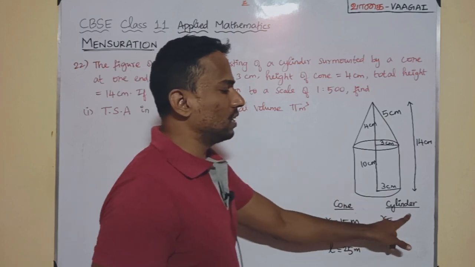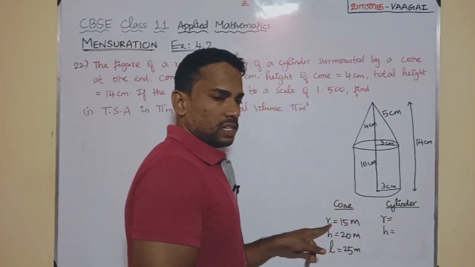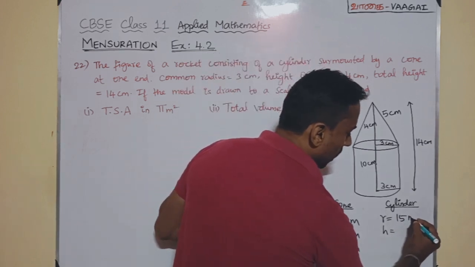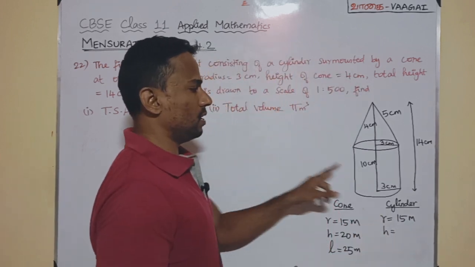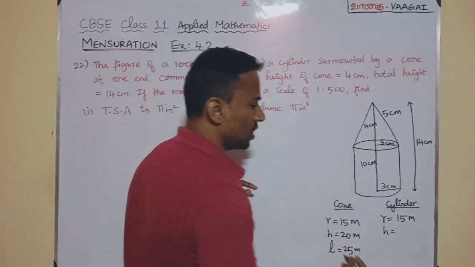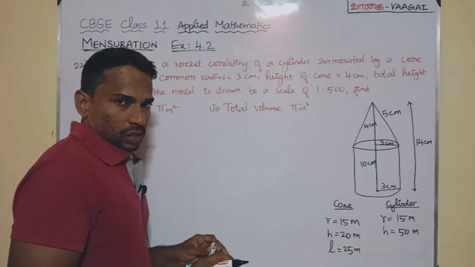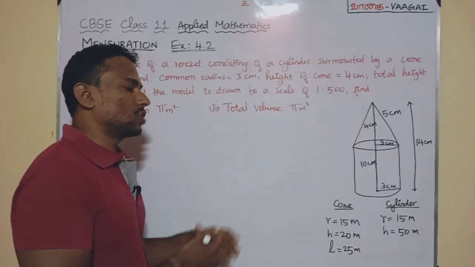And next come to the cylinder part. The cylinder's radius is going to be the same as the cone's radius, which is 15 meters. And last one, the height of the cylinder: in the model it is 10 centimeters, so 10 into 5 will be 50. So 50 meters. Now we are ready with all the actual dimensions of the rocket.